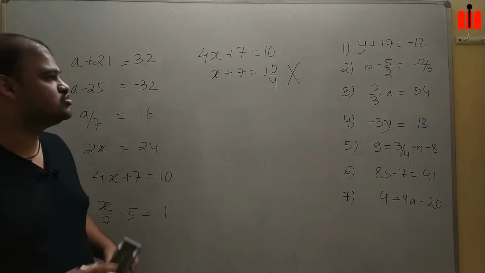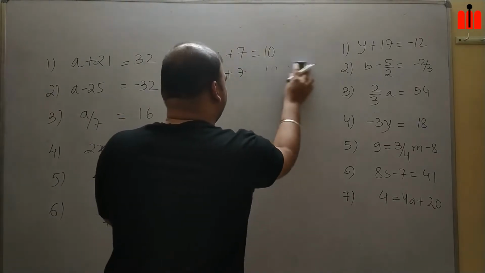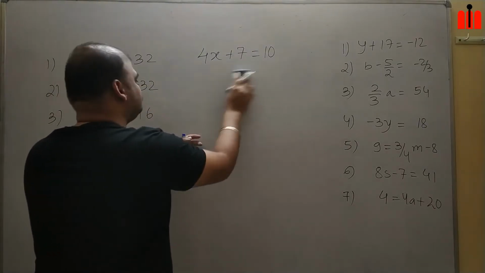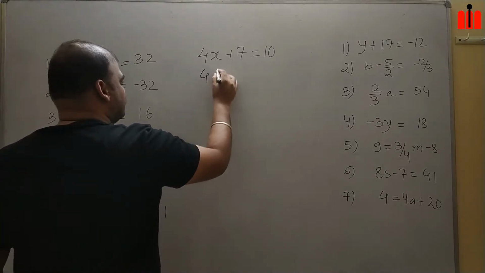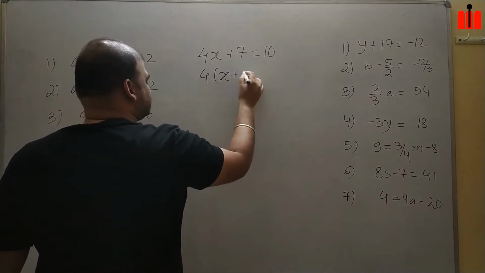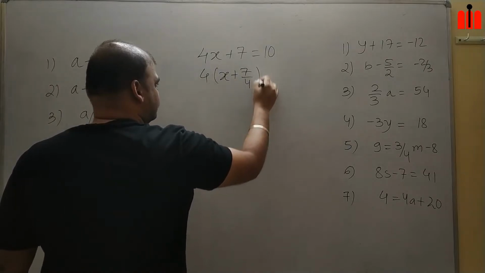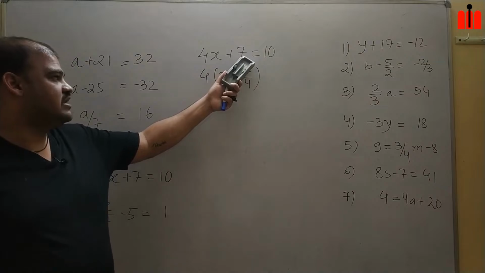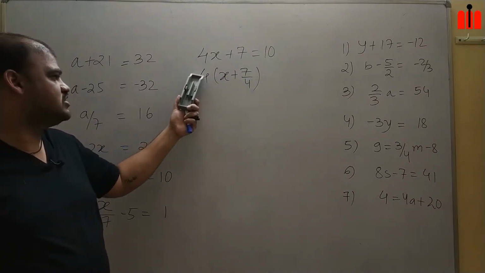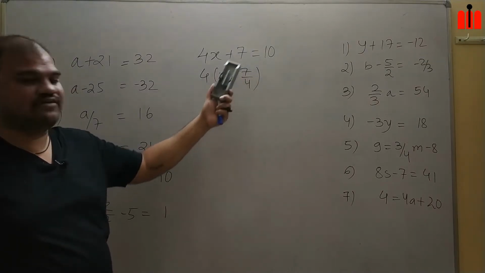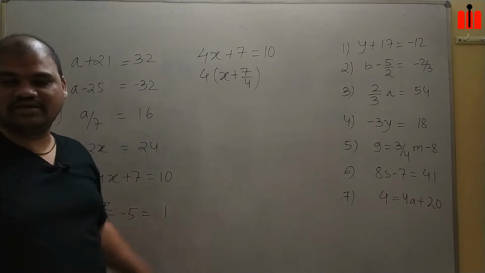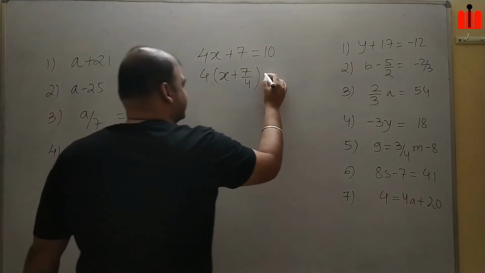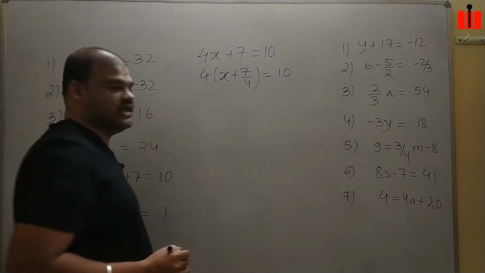Are you getting it? So how can you do this problem? If you want to do it in this method, then you take 4 common. It will be x plus 7 by 4. Once you take 4 common, 7 can be written as 7 by 4, because once it is multiplied by 4, you will again get 7, which is 4x plus 7, same as the earlier equation. This is equal to 10.